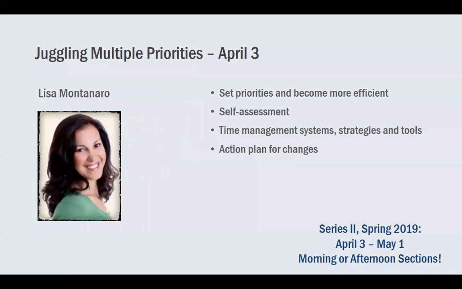and the content. So first, we have Juggling Multiple Priorities on April 3rd with Lisa Montanaro. Lisa is a keynote speaker who travels around the country. She's an author and coach. She has her own method called the Decide method that's trademarked to her, and she talks a little bit about that in this class. She really, though, goes into how can you become more efficient.